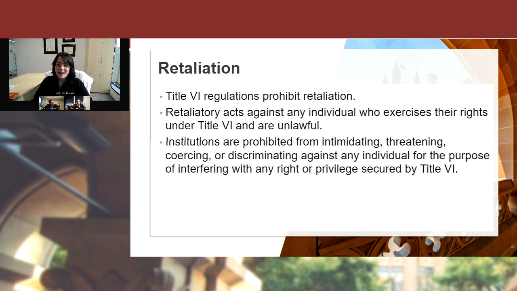One of our last types of claims we see here is retaliation. The Title VI regulations prohibit retaliation for any individual who exercises their rights under Title VI. So this means no intimidation, threats, coercive behavior, discrimination against any person for the purpose of interfering with them exercising their rights under Title VI.